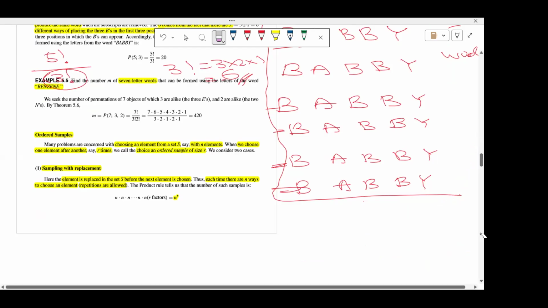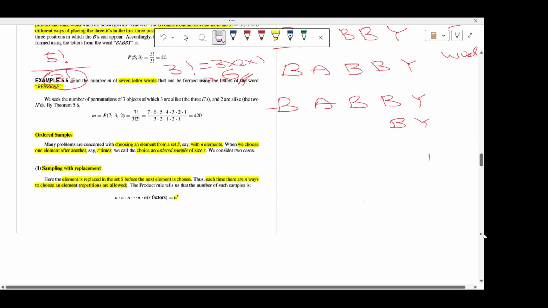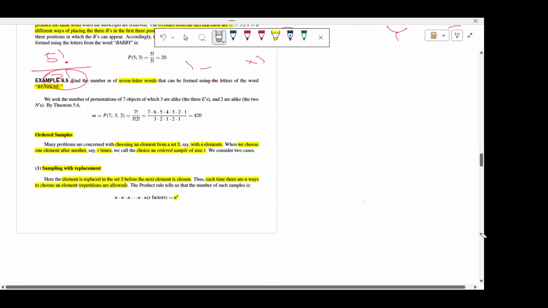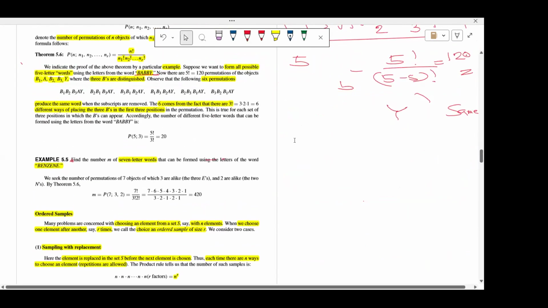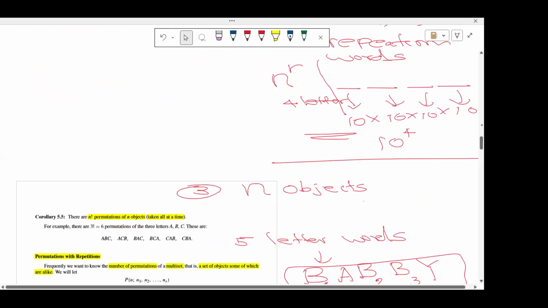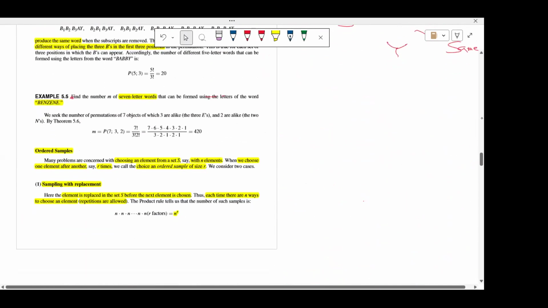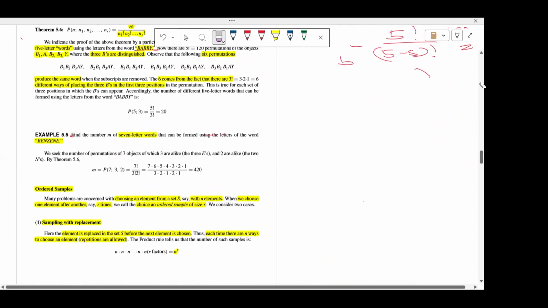So the third scenario is when the letters are repeating. If the letters are repeating, this is the way we can find the answer: N factorial divided by n1 factorial, and so on. Hope you can understand now, right? Okay, I will explain with another example, then try to understand.